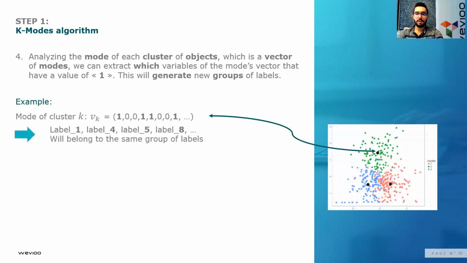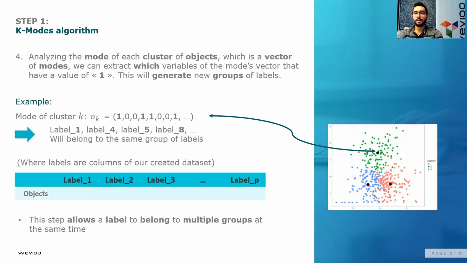So I will illustrate it more with this example. If the generated clusters are the following 3, and we look at the mode of cluster 1, the green one, the mode of this cluster is the following vector, then we will be able to say that label 1, label 4, label 5, and label 8 can belong to the same group of labels. Reminding you again that these are the variables of our flattened dataset. So this step also allows a label to belong to multiple groups at the same time.